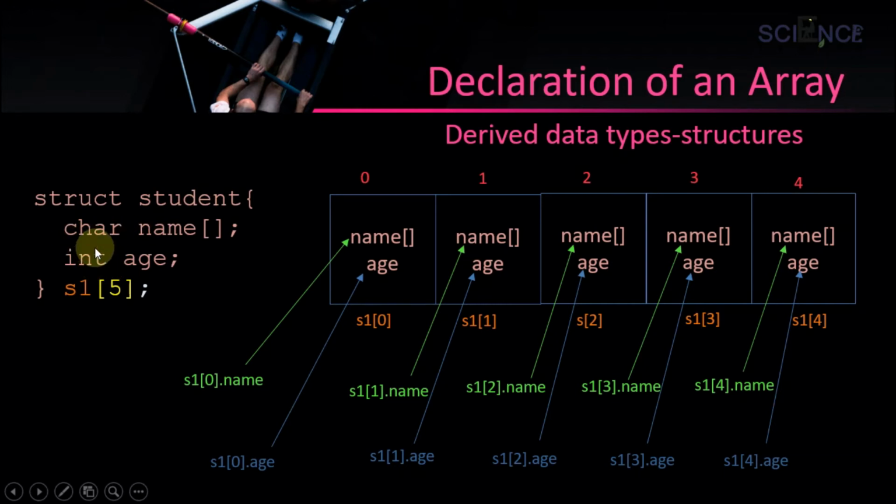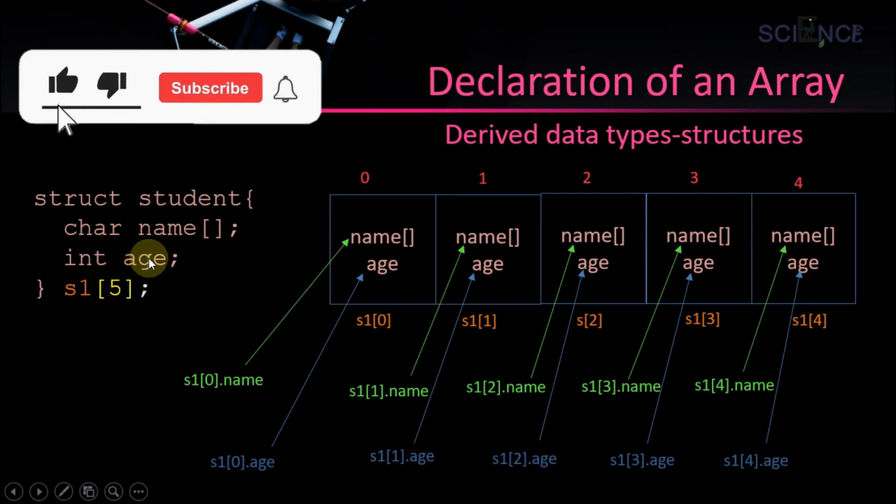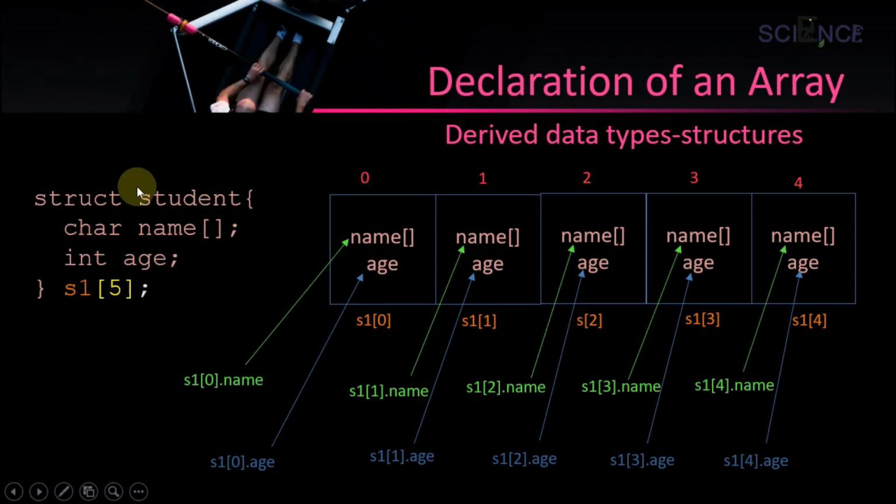declare two variables there. The first one is I want to save the name of these students as a string, right? So I am creating a char array, right? So my name is a char array, and I hope to store age in integers. So I am declaring a variable called age, whose data type is integer, right? So my student structure has a name array and an integer age, right?